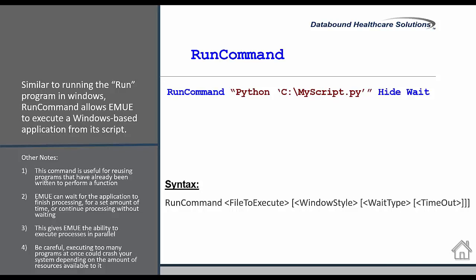You'll notice one other thing that I want to mention about command. If you look in between the double quotes here by run command, you see Python space C:/myscript.py. You would put your parameters in this double quoted area just like you would into the run command. The only thing is, if you normally use double quotes around something, such as C:/myscript.py, you would change those to single quotes in order to conform with EMUE's scripting language.